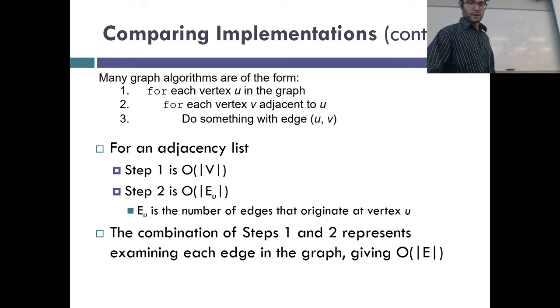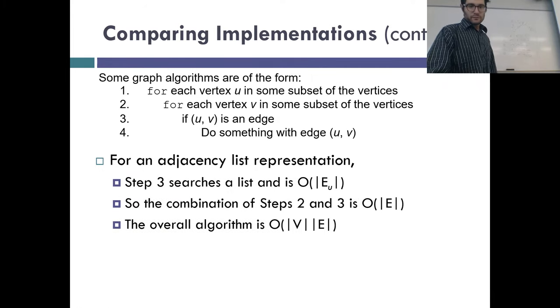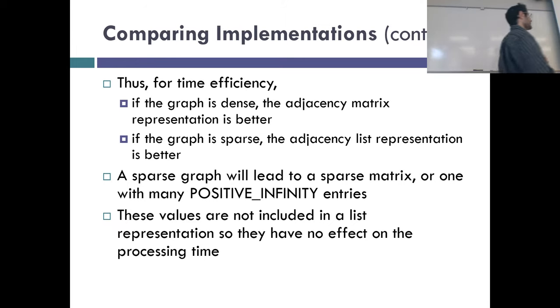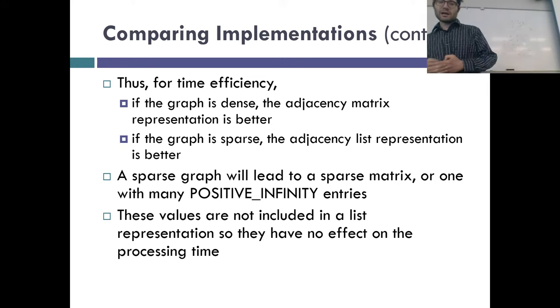Which basically runs the number of, it only checks the elements that are in the list. So generally, if the graph is dense, you want to use an adjacency matrix. If the graph is sparse, you want to use an adjacency list. A sparse graph basically means that you've got a bunch of positive infinities or zeros in your matrix, if you're using a matrix, so they would just take up space. Like, we've got 12 infinities in this, just taking up space.